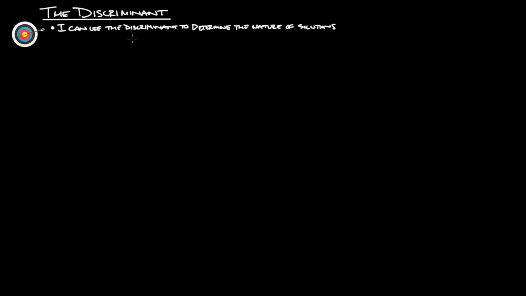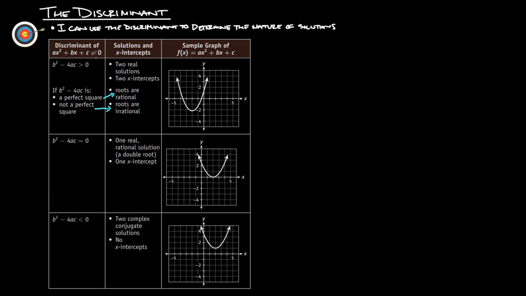I'm going to take you through the notes on the discriminant. At the end of this, you should be able to say, I can use the discriminant to determine the nature of solutions. Okay, so first thing, the discriminant. If you remember, the discriminant is b squared minus 4ac.